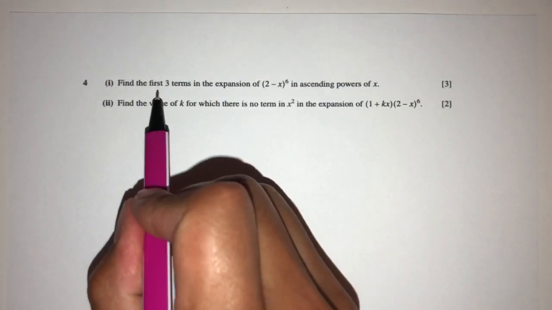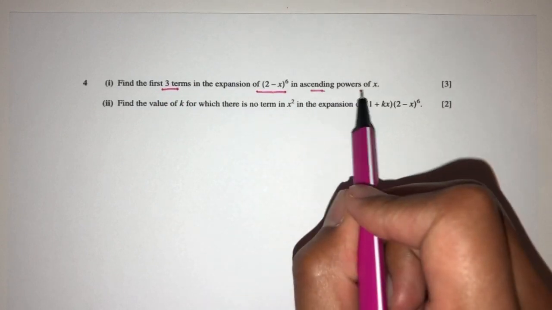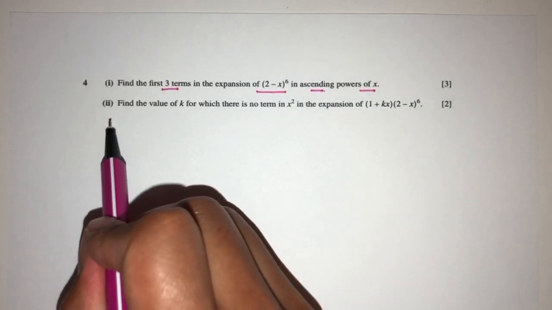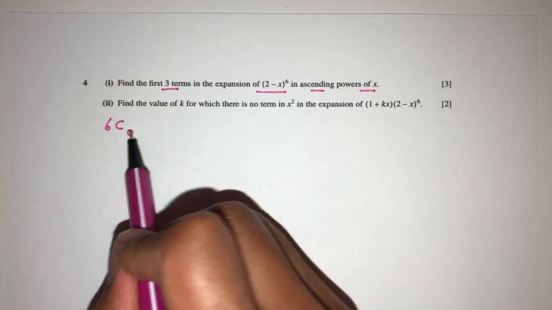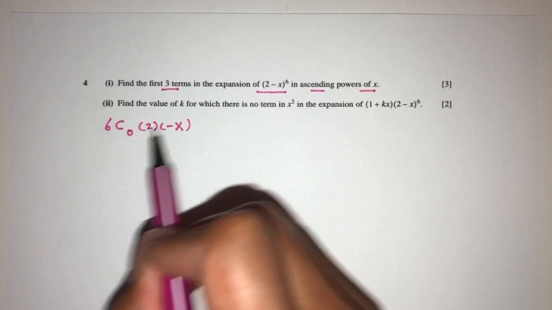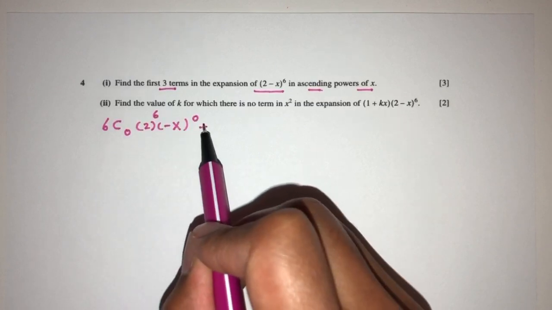So here we have to find the first 3 terms of this expansion in ascending powers of x. So pretty easy. First 3 terms, we begin with the expansion. That'll be first 6 choose 0. Here we have 2 and then minus x. Since this is 0, this will have to be 0 as well. 6 minus 0 is 6. That's my first term. Then continue.